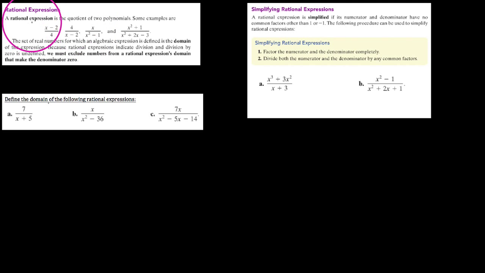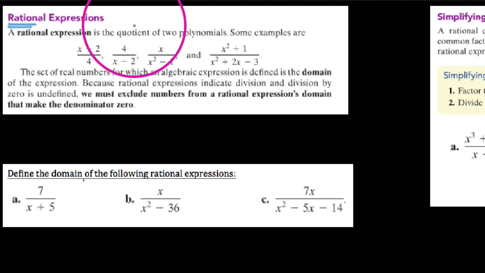So a rational expression, I think it's worth noting here that the root of the word rational is ratio. So these are essentially ratios of polynomials. If you had a polynomial divided by a polynomial, you have a rational expression. So we say the quotient of two polynomials is a rational expression.